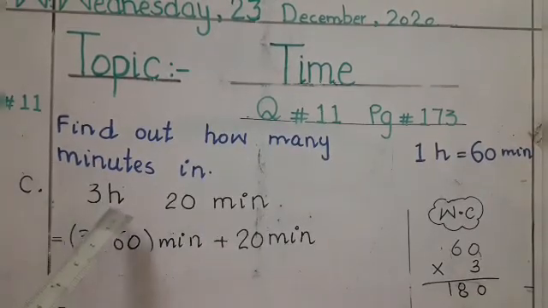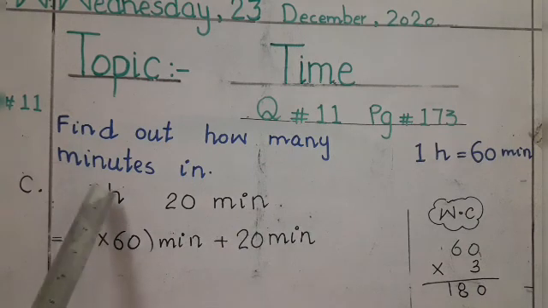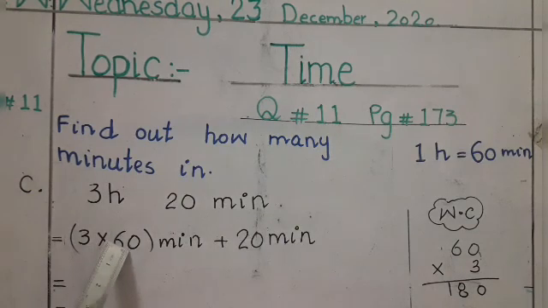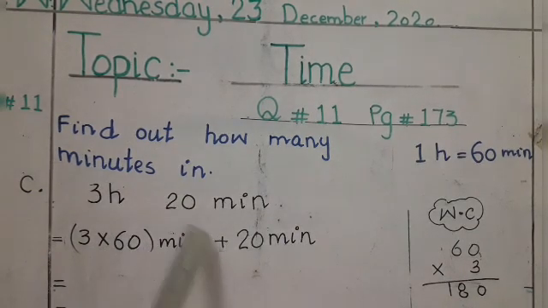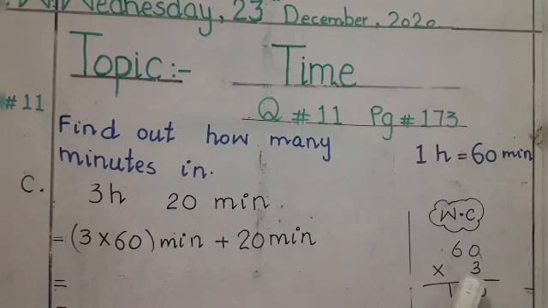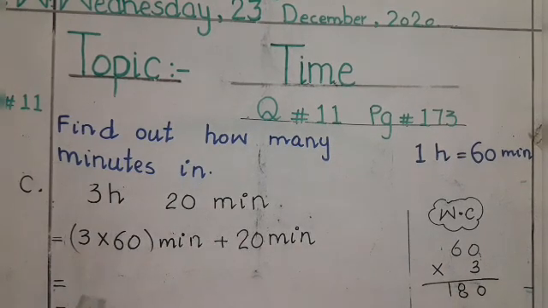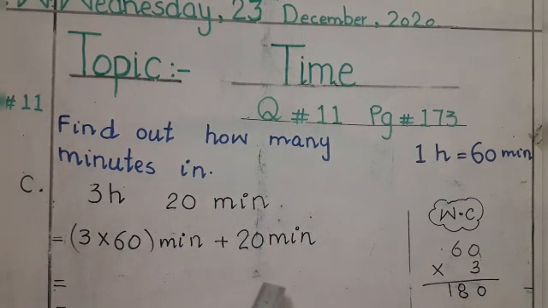Part C is 3 hours and 20 minutes. So again we will write the digit 3, and as you know, in 1 hour there are 60 minutes. So we will multiply 3 by 60 minutes plus this number, 20 minutes. Now we will multiply both of these numbers, so I write it in the working column. 60 multiplied by 3. 3 zeros are 0 and 3 sixes are 18. So our answer of 3 multiplied by 60 is 180 minutes plus 20 minutes.